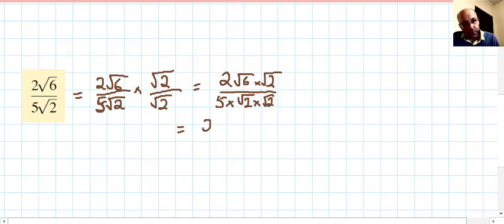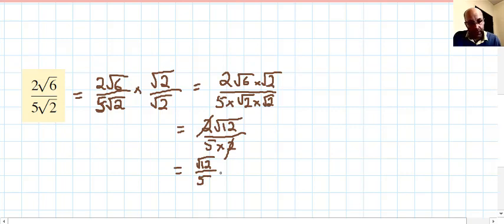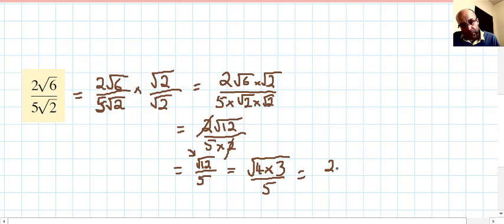And we have 2 root 12 on the top, and 5 times 2 on the bottom. 2's cancel. We have root 12 over 5. Now, most marks for getting there, but not all of them, because the really keen people understand that root 12 can be split up and simplified, because we have square root of 4 times the square root of 3. 5's okay, leave 5 alone. So that's a square root of 4 is 2, root 3 over 5.